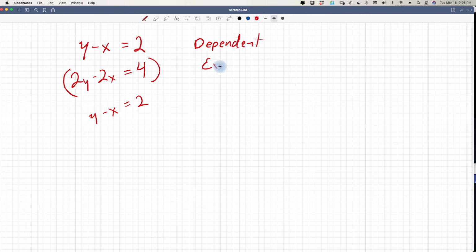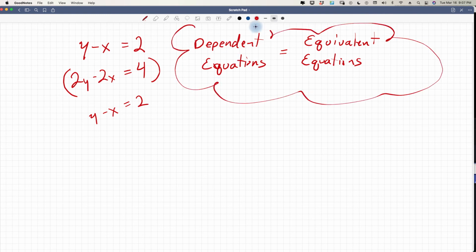Dependent equations, if I can spell tonight, are the same as equivalent equations. So look for that when you are given two formulas or equations for the line within a system. Look and see if they're equivalent. And if they are equivalent equations, you know that they are also dependent. You're going to want to write that down. And what that means is that they are going to graph right on top of each other.